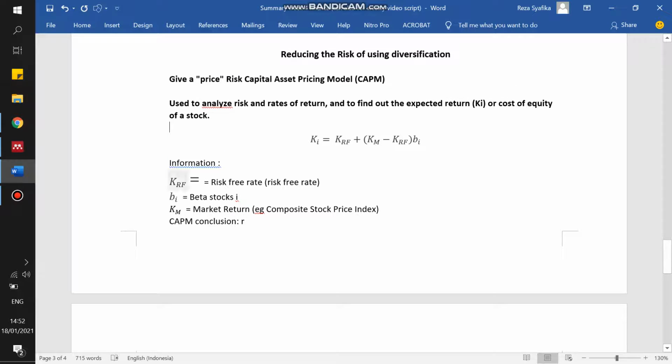So yeah, the risk-free rate, you can find it on the internet. How do you find the risk-free rate? I think it's around 7% in Indonesia, and then the beta of the stock, and then the market return, and you can find the conclusion.